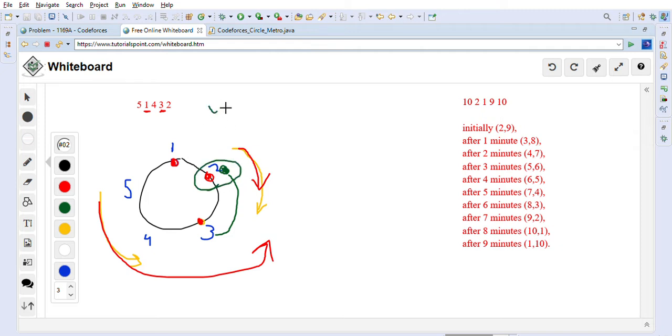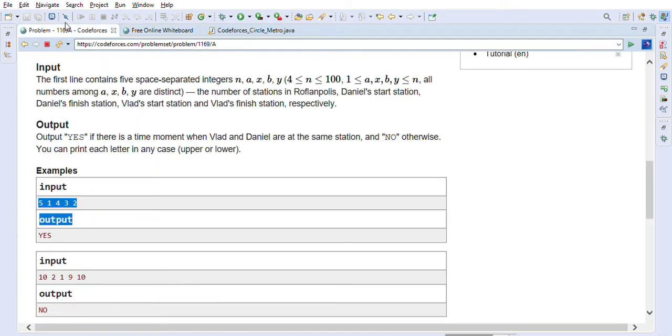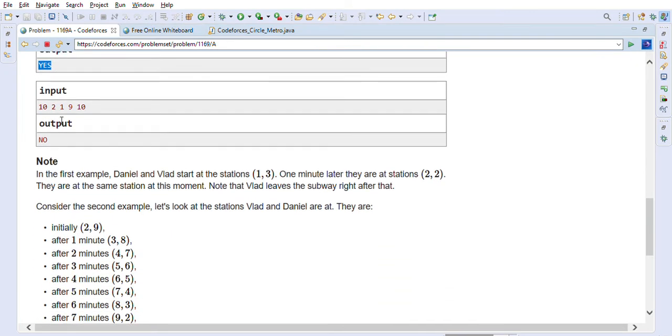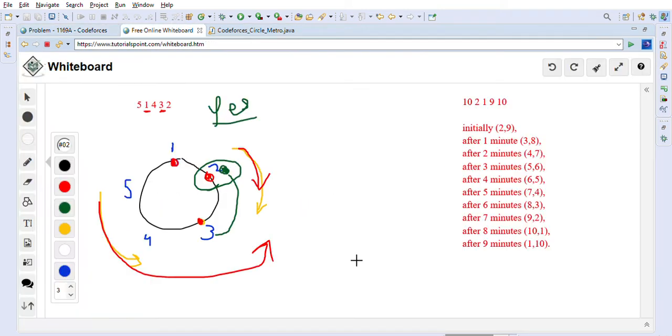So we have to say yes here, right? Yes, because they are reaching at the same station at the same time. After 1 minute, they both will reach station 2. So as you can see, they are saying yes here because they are reaching at the same station. Now there is another big example here, 10 2 1 9 10. So we'll just take a look at that example.